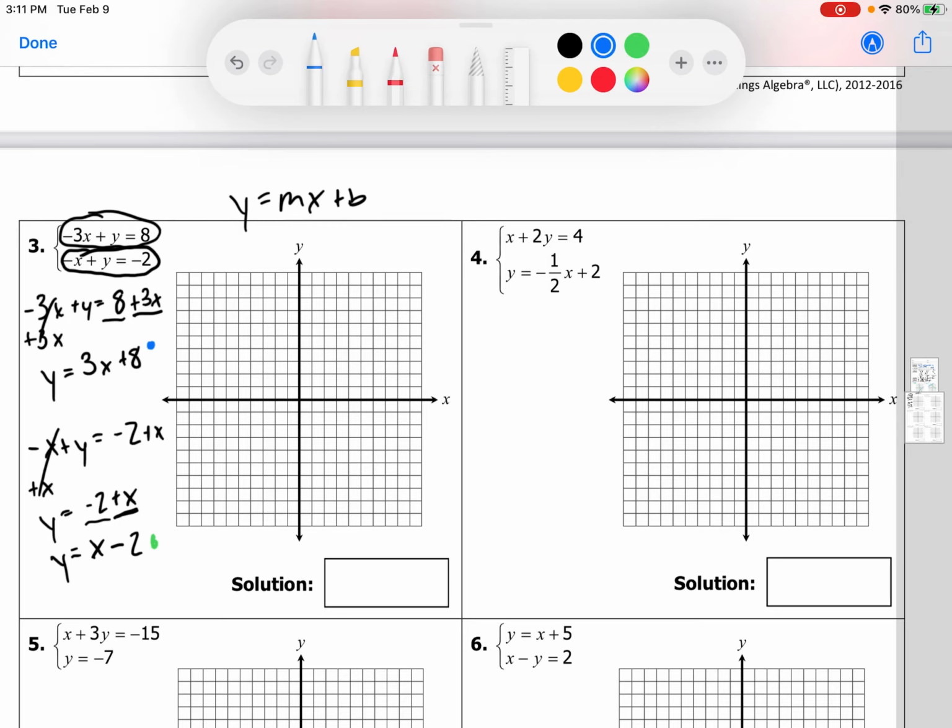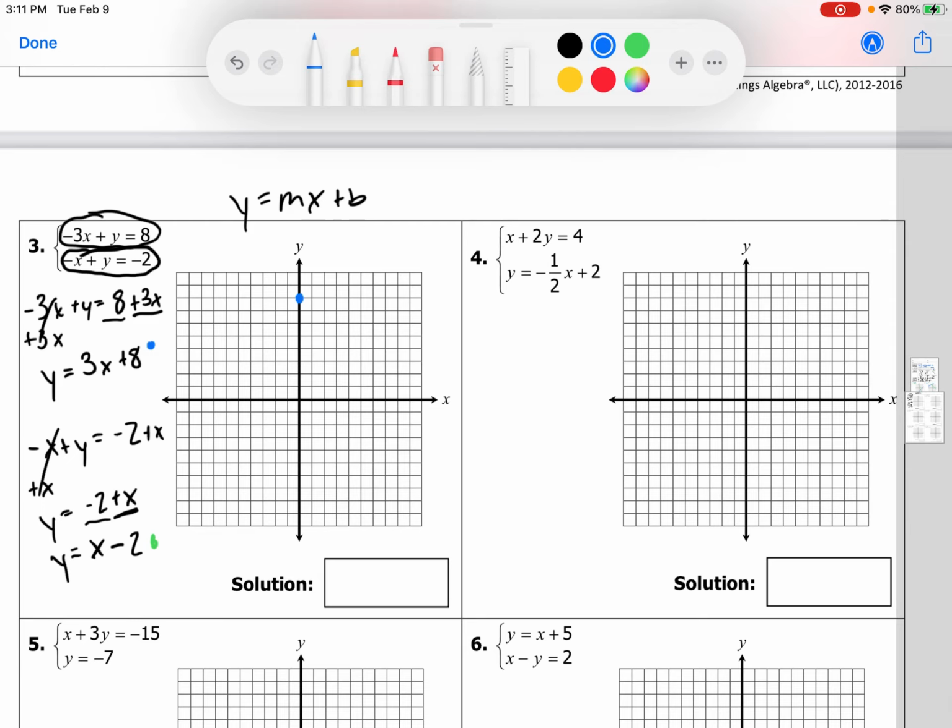So I'm going to start by graphing my blue line, which starts off at a y-intercept of 8. So I'm going to draw that in there on the y-axis, up 8. And my slope is 3. So right 1, up 3, and I'm off the graph.